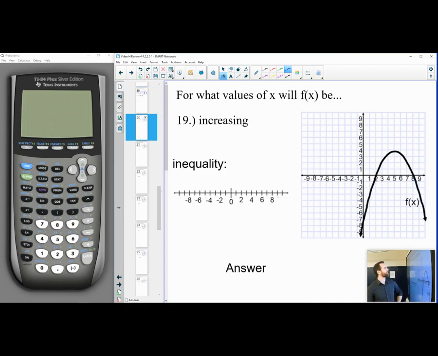Number 19. For what values of x will f of x be increasing? So this is a big shift. We're not talking about positive or negative anymore. We're talking about increasing. Now, whenever I'm talking about increasing or decreasing, I know this is stupid, but I always imagine my graph like it's a roller coaster ride. So I think, okay, I've got my roller coaster car, and the roller coaster car always goes from left to right across the graph. So we're going left to right.